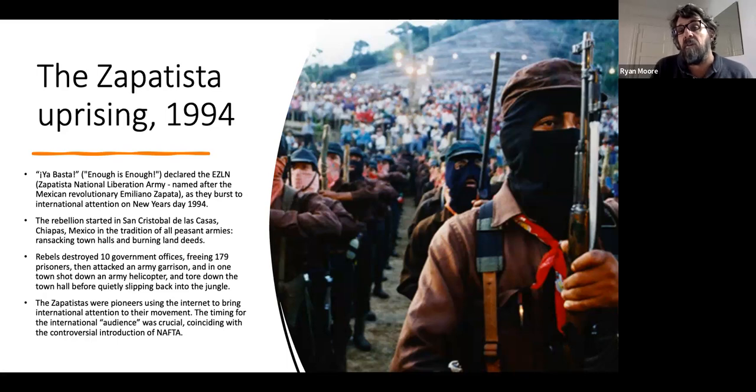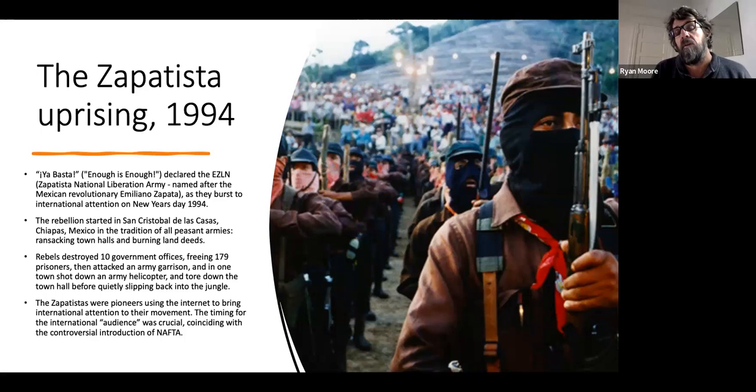And yet the Zapatistas also did something very new, which was to bring to bear the newest, latest communications technologies in order to publicize their actions around the world. And so they were pioneers in using the internet to bring international attention to the movement.